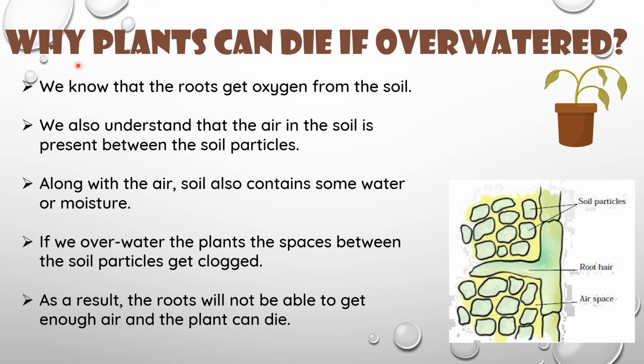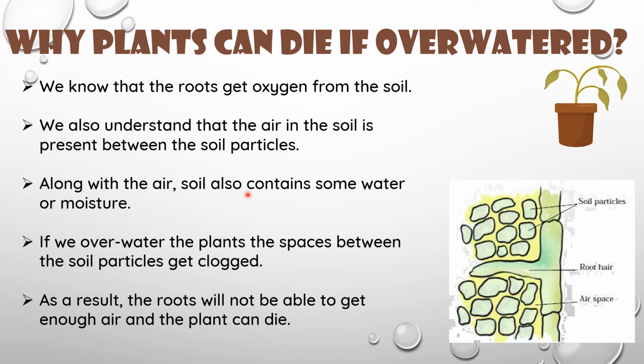Next is why plants can die if overwatered. When overwatered means we are giving water to the plants more and more, unnecessarily. So then you can see the condition of the plant. We know that the roots get oxygen from the soil. We also understand that the air in the soil is present between the soil particles. So soil contains oxygen, and that oxygen is taken by the root of the plant.